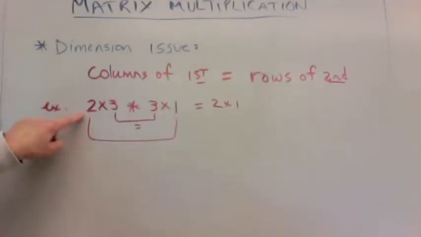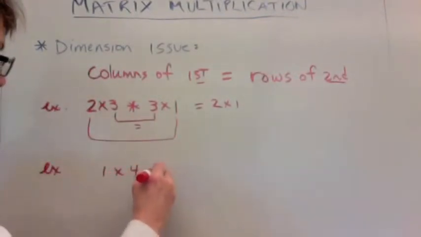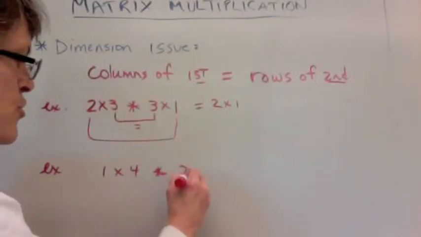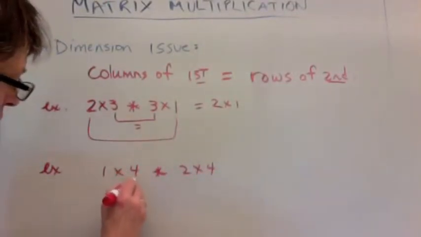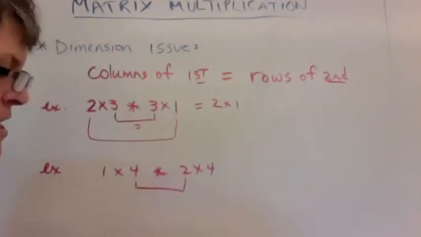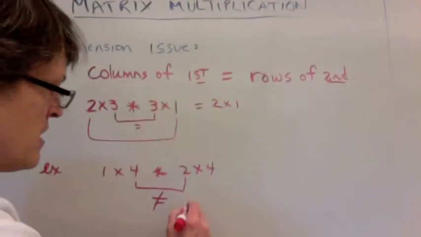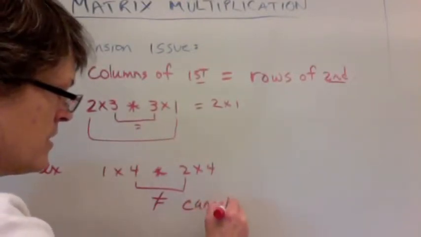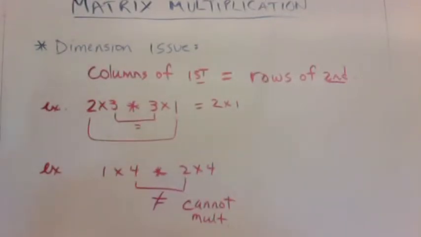That's kind of tricky. Let's try that again. Another example. If I have a 1 by 4 and I want to multiply this by a 2 by 4, I need to make sure that the columns of the first equal the rows of the second. In this case, it does not, so I cannot multiply. This is an operation that we simply can't do.